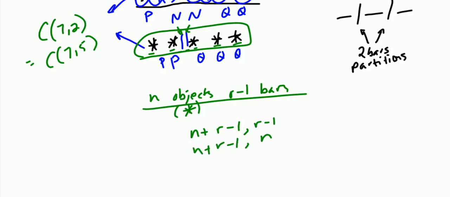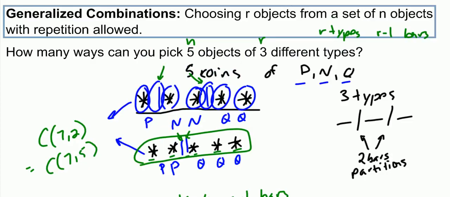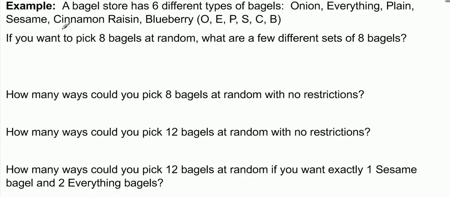So you could use either of these 2 formulas, combination, right? This is how long the string is, this is how many bars you have, this is how long the string is, this is how many stars you have. So either one of those formulas would work. If you like to memorize formulas, you just have to know what the n and the r stand for, and then go from there. Okay, so let's give a couple of examples here, and then we'll look at a few variations of this.